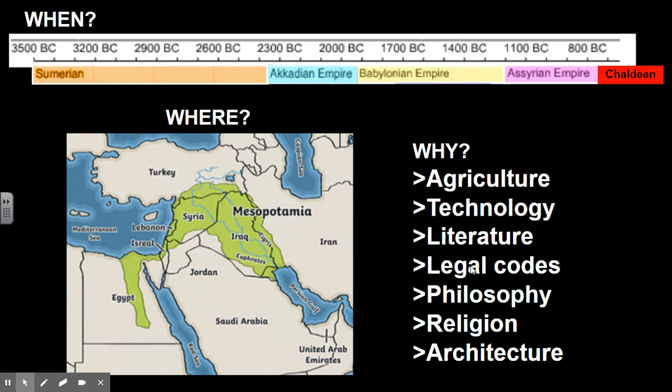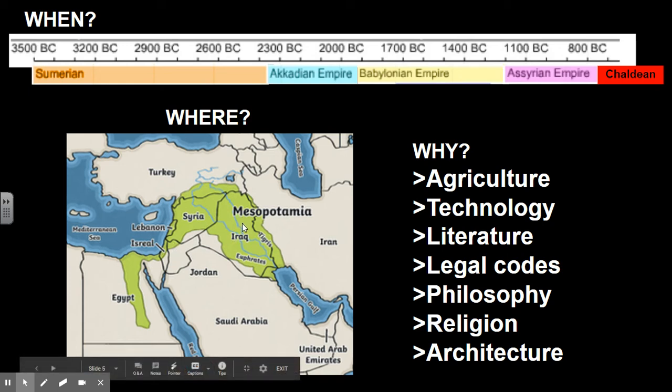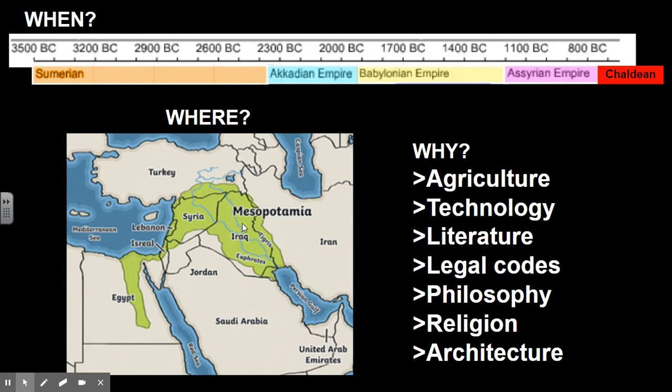Legal codes. This goes hand in hand with Hammurabi's code. So obviously, in this area during this time period, there are going to be groups that start setting up laws. Okay, we know that cave people didn't really have laws, so Paleolithic people didn't have laws. Neolithic people didn't necessarily invent laws. When you get to the Mesopotamians, they're going to start putting down some tracks on this.